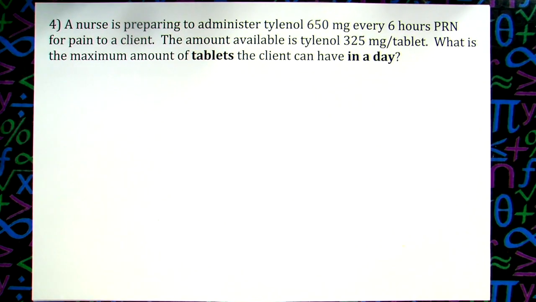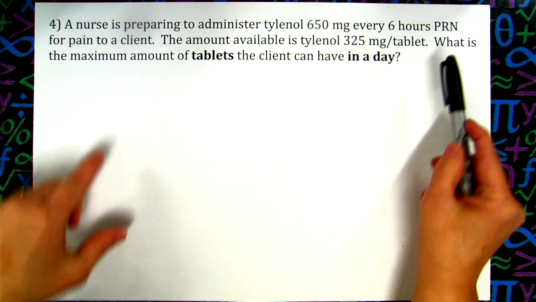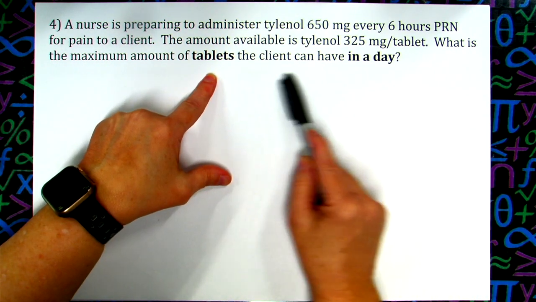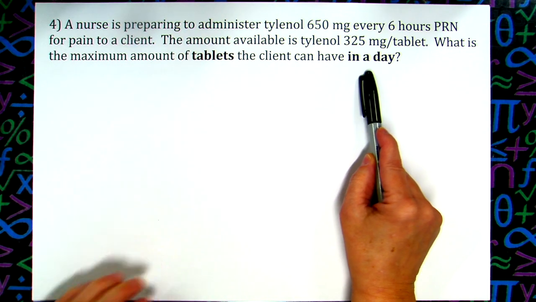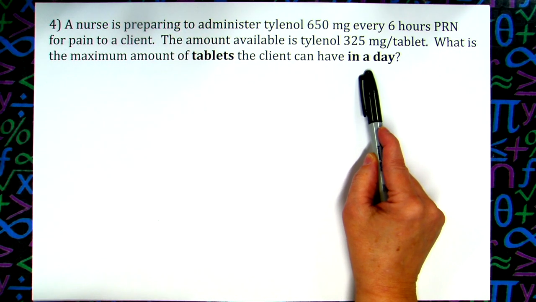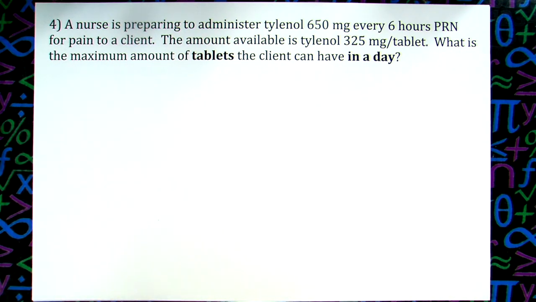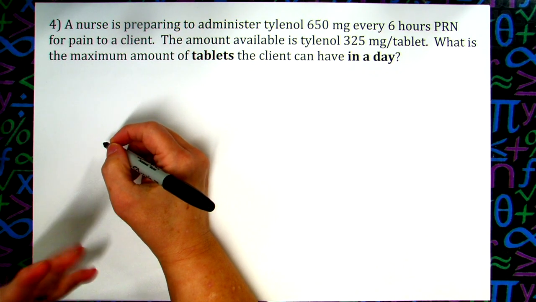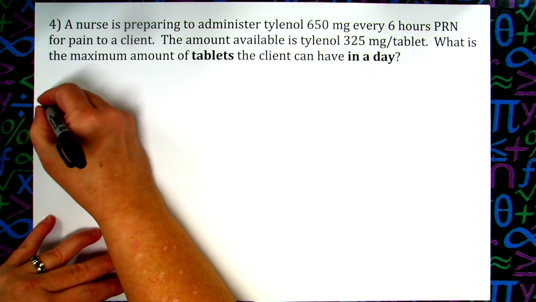All right, in this dosage calculation question, we're going to really emphasize the difference between per dose and per day. The question is asking for what is the maximum amount of tablets that the client can have in a day. So this is the per day dosage. So this is going to involve a 2-step process. Now we're still going to go with that, taking what is ordered and multiplying by what's available. That's going to be our step 1.